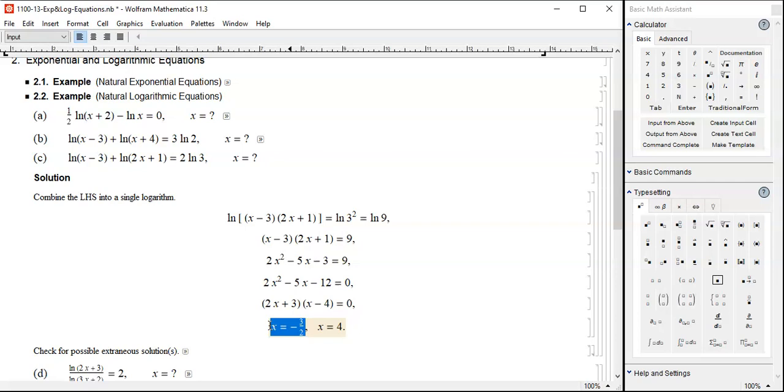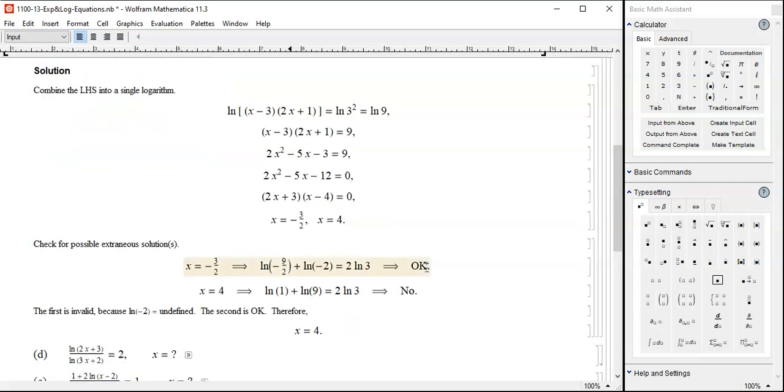Okay, more negative. That's more likely to be problematic. Plug in here, negative 3/2 minus another 3. Oh, goes to log of negative. It's not going to work out. So that's not okay.